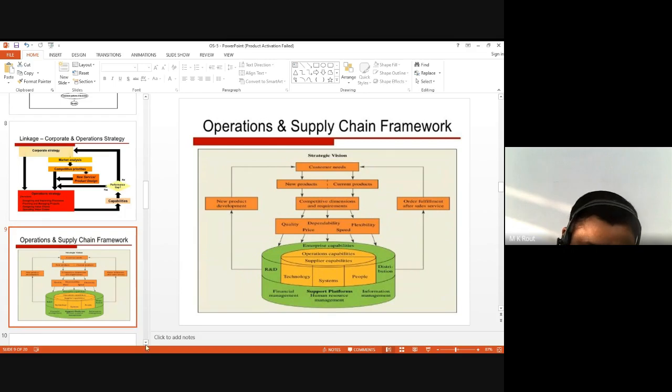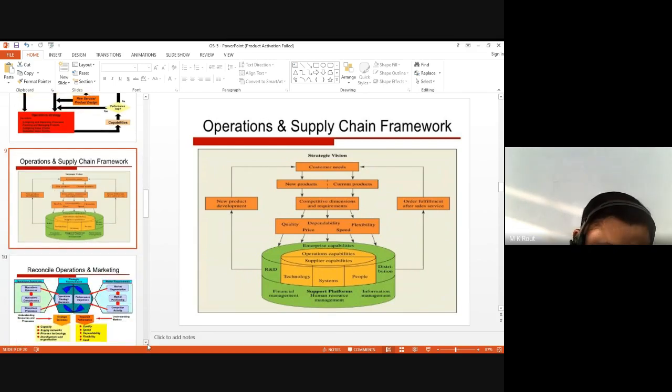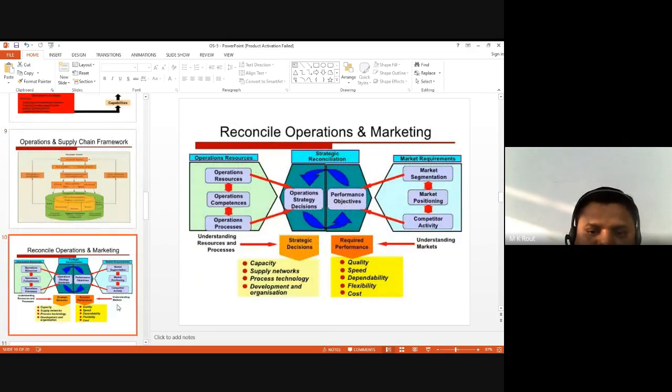Moving to the next, the final linkage, that is reconcile operation and marketing. In case of reconcile operation and marketing, it basically includes three major pillars. First one is operational resource. Next is strategy recoordination. Then the last one is market requirement. So in case of operation resource, especially with reference to your manufacturing, which includes operation resources, operation competitiveness or competence. The next is operation process.